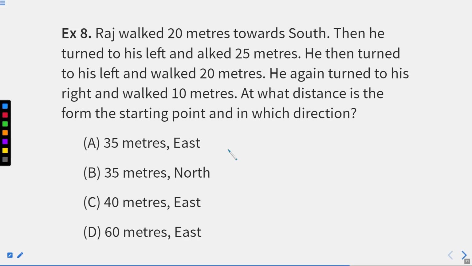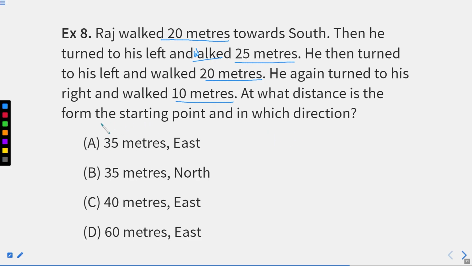So question number 8 says, Raj walked 20 meters towards south, then turned to his left and walked 25 meters. He then turned to his left and walked 20 meters. So as I always mention, mark the distances. 20 meters the first, then 25 meters, then 20 meters, right? He again turned to his right and walked 10 meters, right? At what distance is he from the starting point and in which direction?